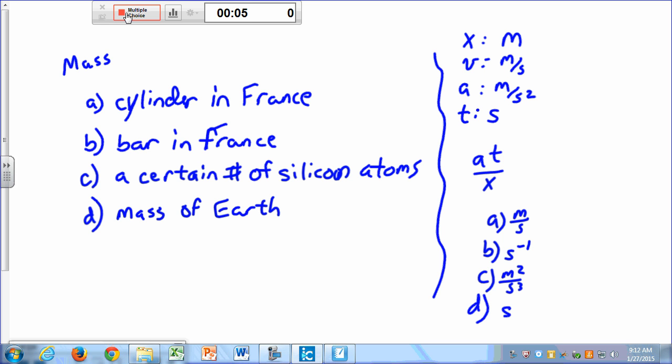Remember, when we're doing the dimensional analysis, we simply put in the units for each variable, and then we cancel out the things that cancel out. We simplify it. So you want to replace A with meters per second squared, T with seconds, and X with meters.